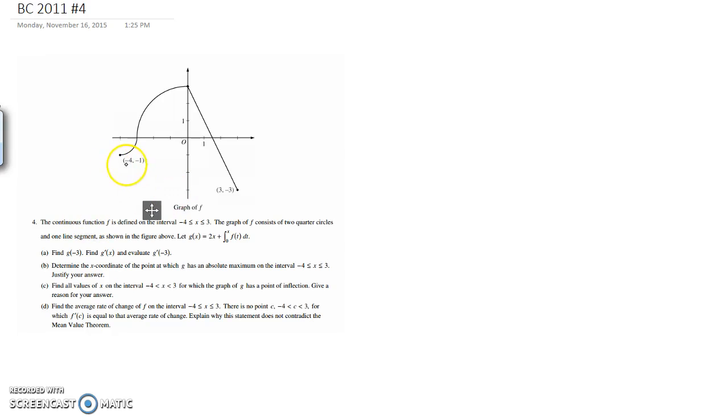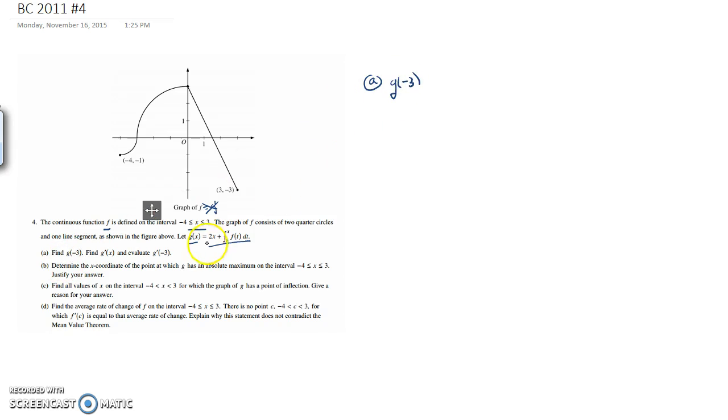So we see we have a function f defined on this interval, and we are going to be asked questions about g, which is defined with this function. Normally I would be suggesting you call this g prime, but that's not the case because g prime also has a 2 added to it. So for part A here, we're supposed to figure out g of negative 3.